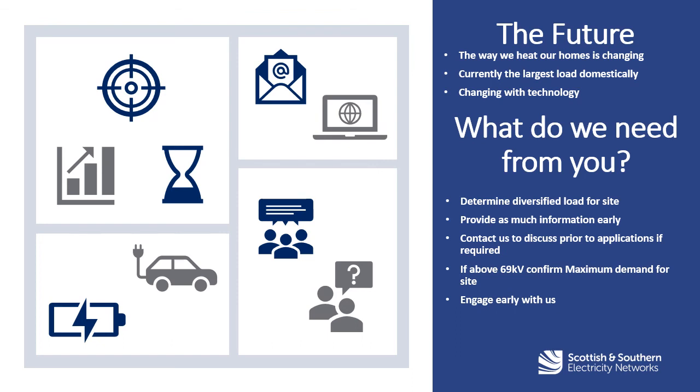So what sort of things do we need from you? We need you to help determine what your diversified load for the site is, and provide as much information as possible. The main thing that we need to know from you is what heating type you're going to have, and providing us with as much information there as possible. So if it's a heat pump, providing us with the heat pump details of at least the make and model number, and we can find the information out from there, because it makes a big effect on the study. It makes a big effect on what we do.